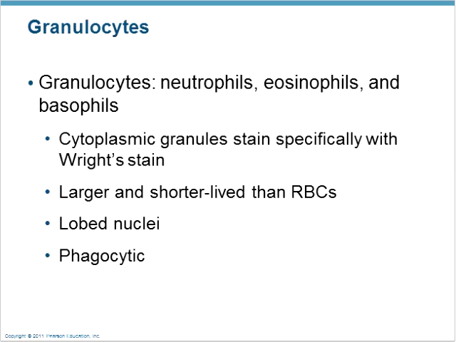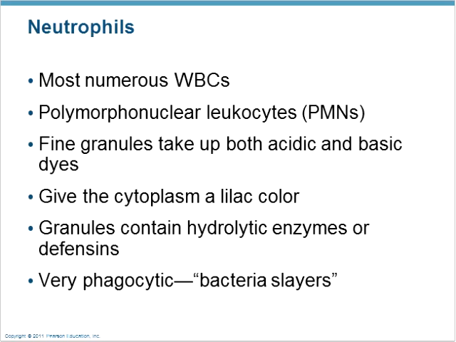We talk about the white blood cell types. We'll see those in a minute. Granulocytes, I said, include neutrophils, eosinophils, and basophils. We call them granulocytes because they have cytoplasmic granules which stain specifically with a Wright stain. The granulocytes are larger and shorter lived than red blood cells, and they have lobed nuclei. We'll talk about that in a minute. And they are phagocytic. That's kind of interesting to know.